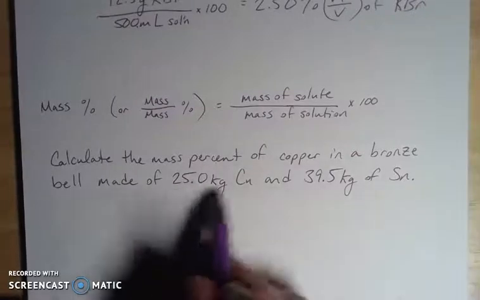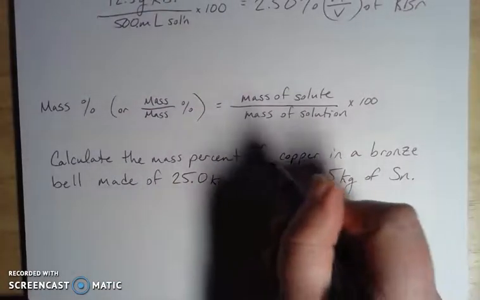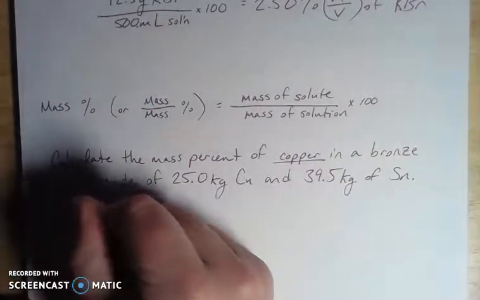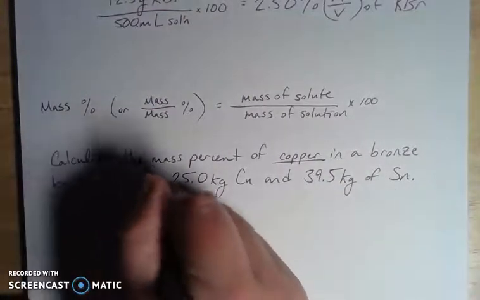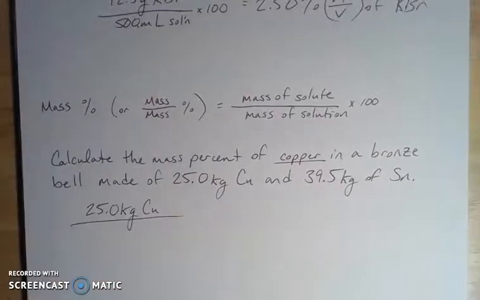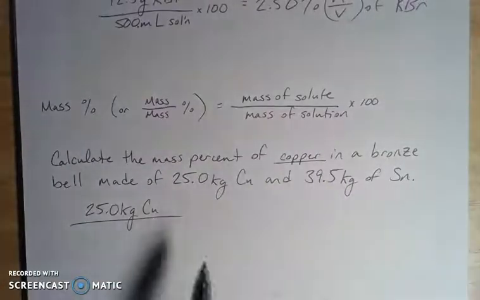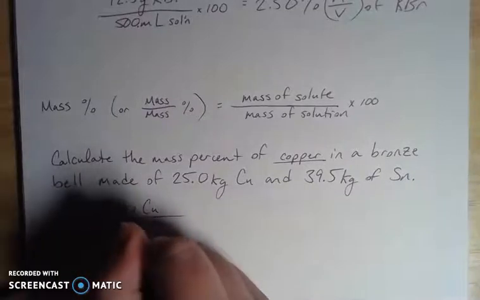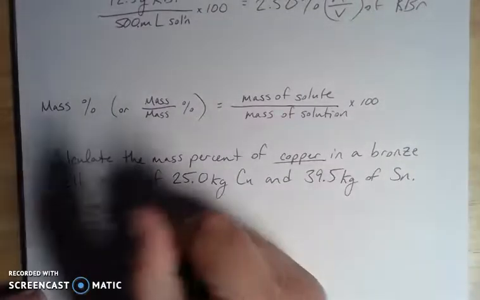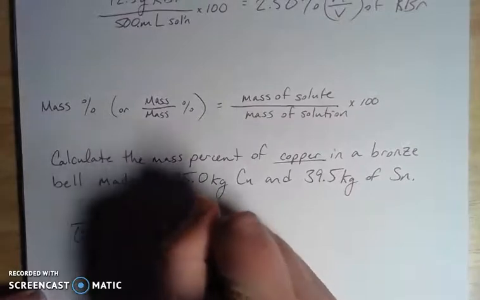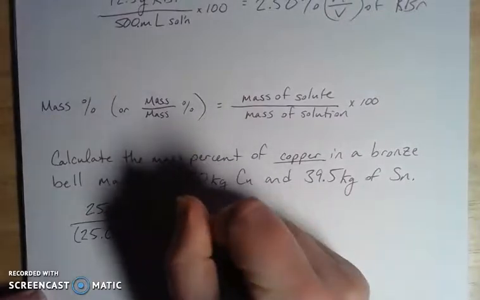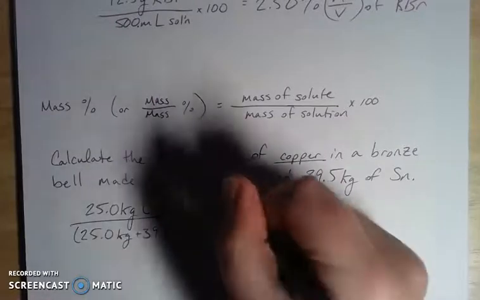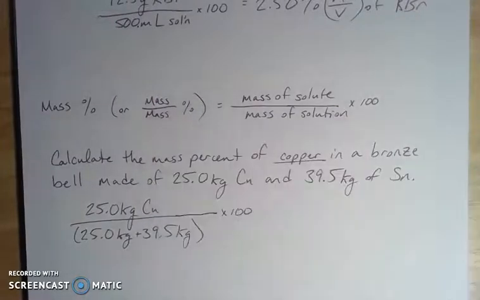So we'll take the part, and it's asking for copper specifically. So we're going to take our 25 kilograms of copper, and we want to divide it by the mass of the solution. So we want to divide it by the mass of the total. So this would be 25 kilograms plus my 39.5 kilograms. That gives me my total in my solution, and then we'll multiply by 100 in order to give us a percentage from that ratio.